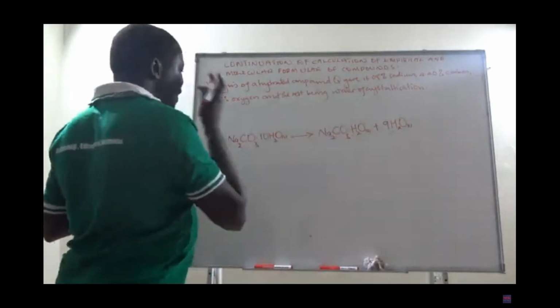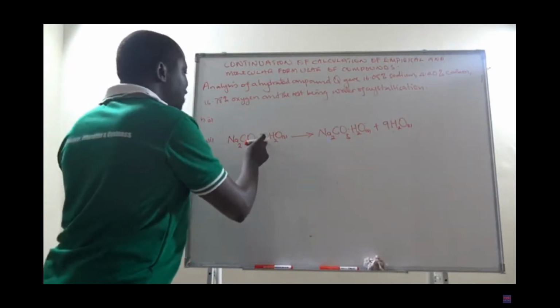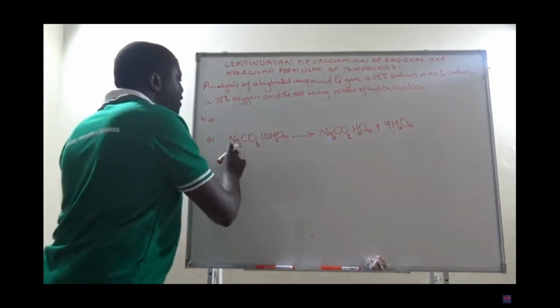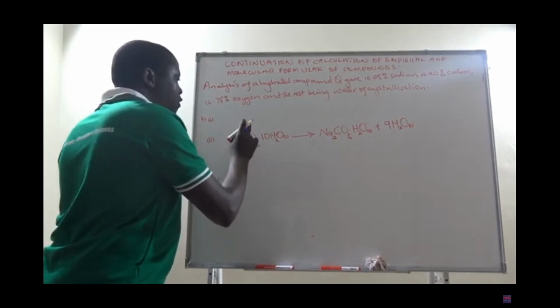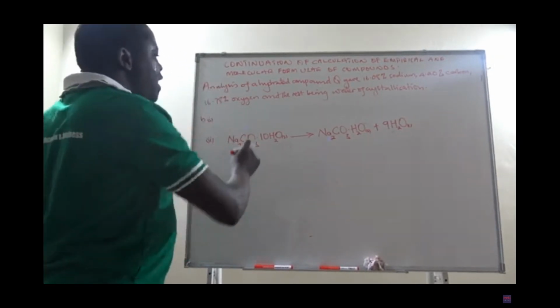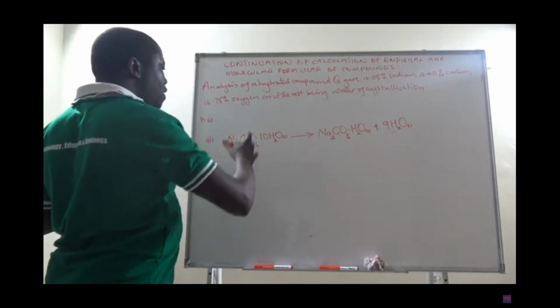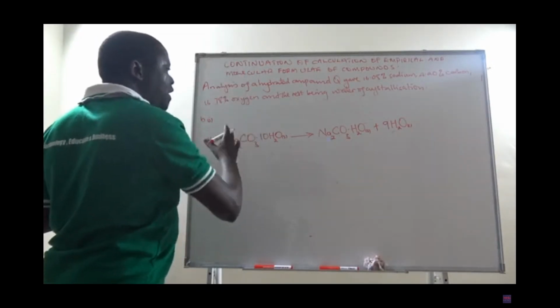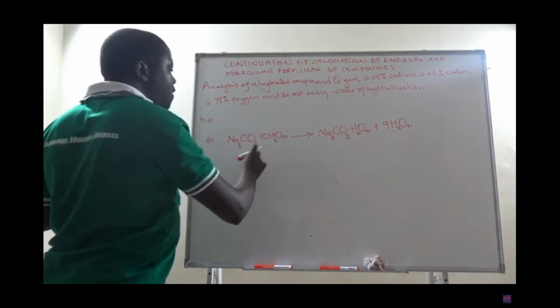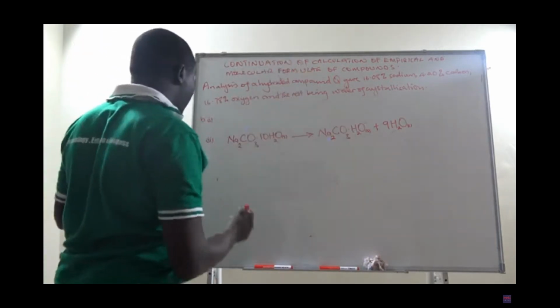We remain with this. Now, remember that water of crystallization is what binds the particles of this compound together to form a crystal. If we lose the water of crystallization, that means that we are losing also the crystalline nature of this compound here. So it gradually turns into a powder.